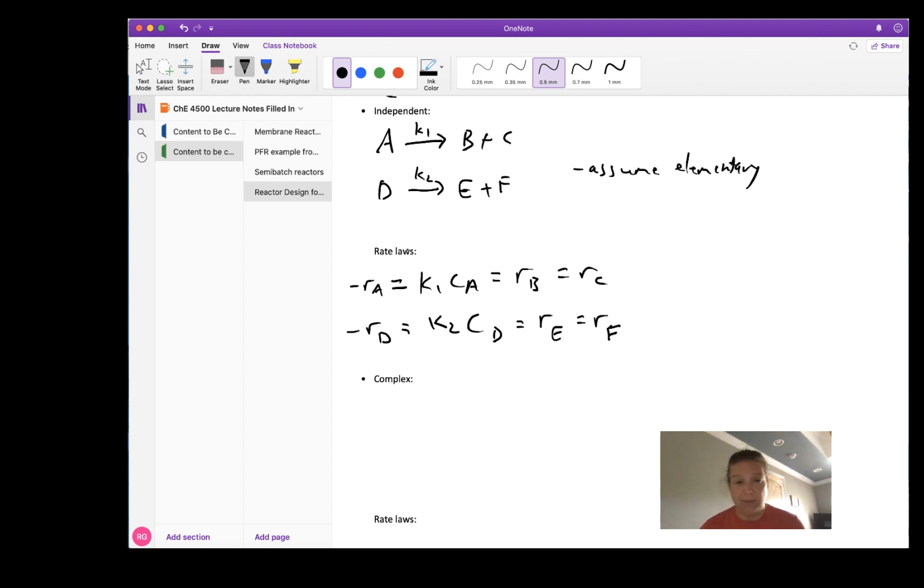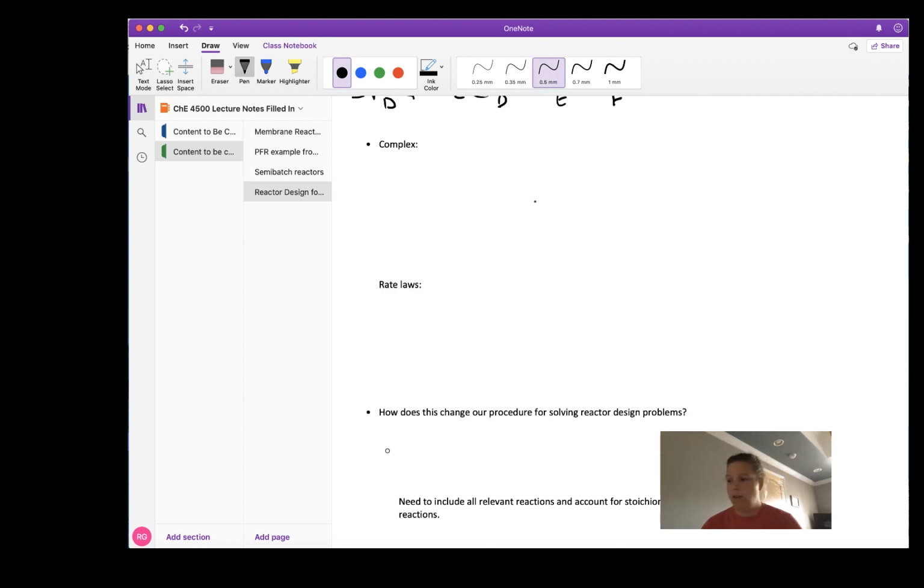So in this case, none of these species are involved in both reactions. A, B, and C are involved in reaction 1. D, E, and F are involved in reaction 2. None of them are involved in the other reaction, only in the one. That's why they're called independent. The next category of reactions is complex reactions. These are going to be combinations of what we've seen.